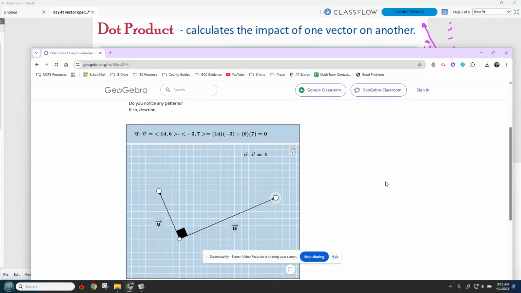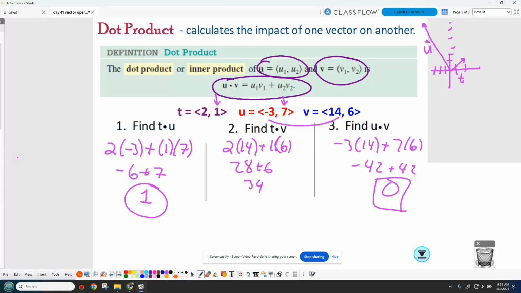Did they have to be the same magnitude? Did they have to be the same length? Nope. Could they be? Sure. Do they have to be? No. If the dot product is something positive, bigger than 0, it's going to be an acute angle. If it's negative, it's going to be an obtuse angle. And if it's exactly 0, it's going to be a 90-degree angle. Perfect.